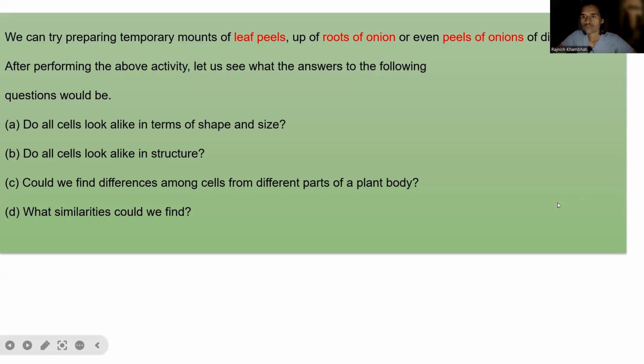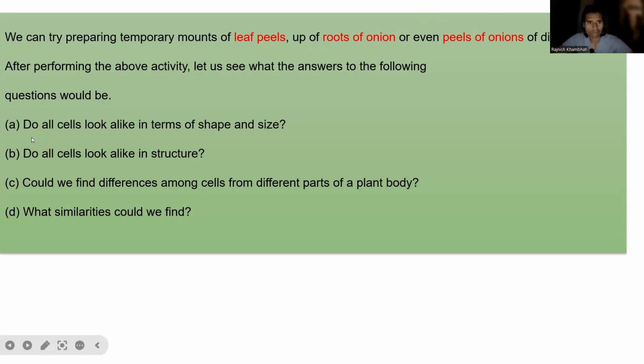Okay, so let's read this. We can try preparing temporary mounts. Now, mount means preparing a slide. So we can prepare temporary slides of leaf peel. Okay, we did it with the onion peel. The same thing we can do with leaf peel, roots of the onion, or even the peel of onions. It means there are many things of different sizes we can do. Then after performing the above activity, let us see the answers to the following questions.